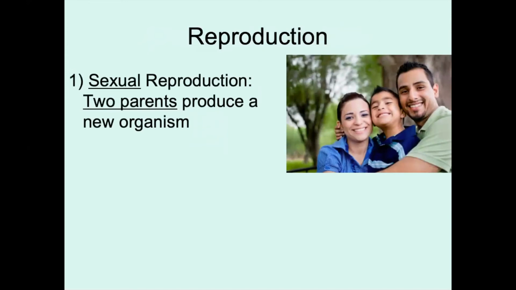Now we got 2 different ways of reproducing. Here's the one that you are probably more aware of, sexual reproduction, where 2 parents produce new organisms, right? Where you are going to supply some of the chromosomes, some of the DNA, but someone else is going to supply the rest of the DNA, and those 2 supplies are going to come together and make one organism, one brand new person.